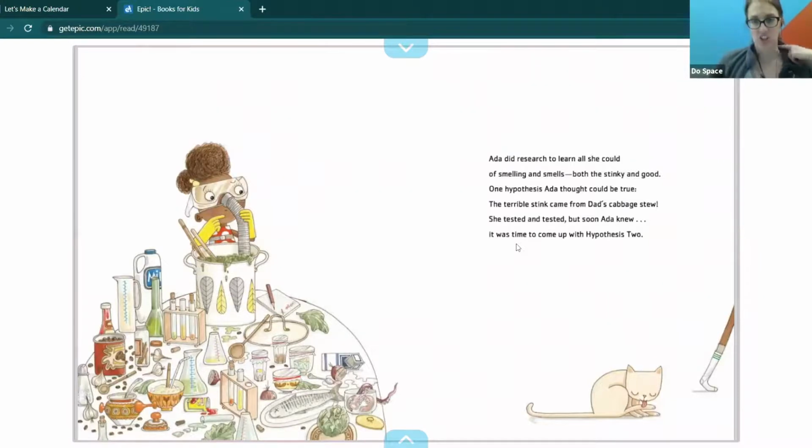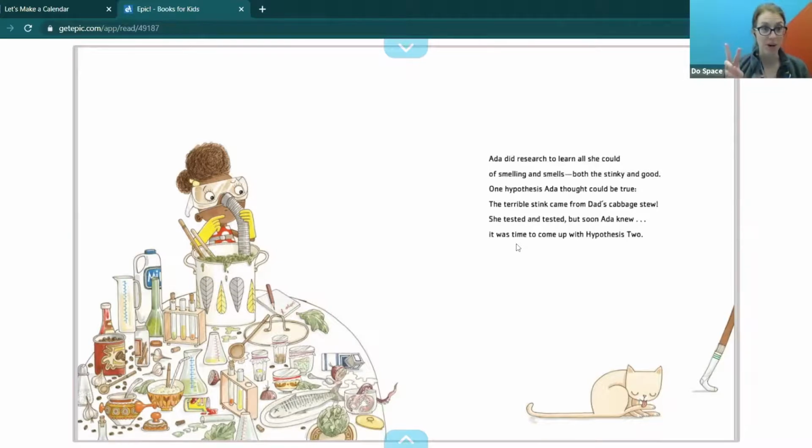Ada did research to learn all she could of smelling and smells, both stinky and good. One hypothesis Ada thought could be true. The terrible stink came from Dad's cabbage stew. She tested and tested, but soon Ada knew it was time to come up with hypothesis 2.